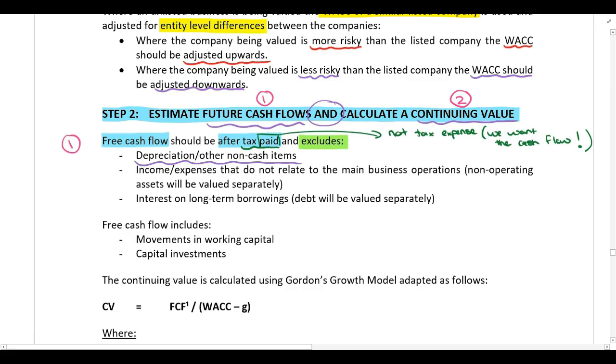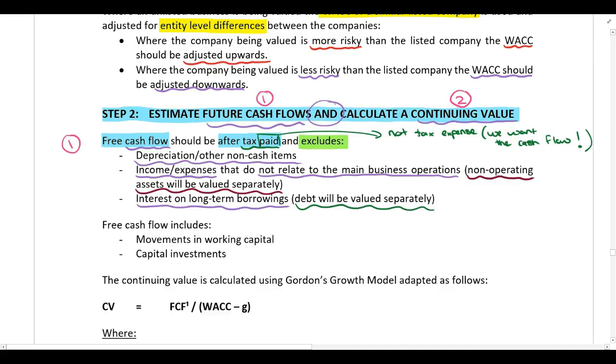So that should make sense because we are trying to calculate cash flows. So anything that's not a cash flow must be excluded. Then any income or expenses that are not operating in nature must also be excluded. And the reason for this is because we are going to value non-operating assets separately. Then the last thing that we need to exclude is any interest on long-term borrowings. And this is because we are going to value debt separately.